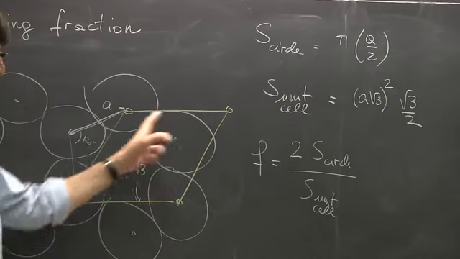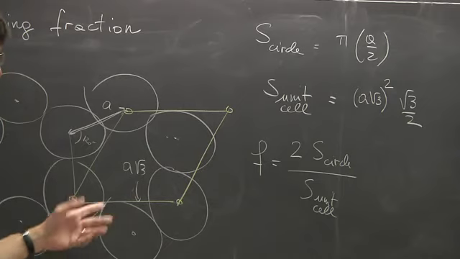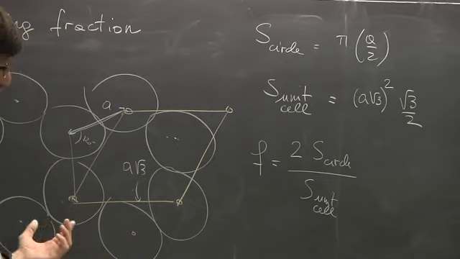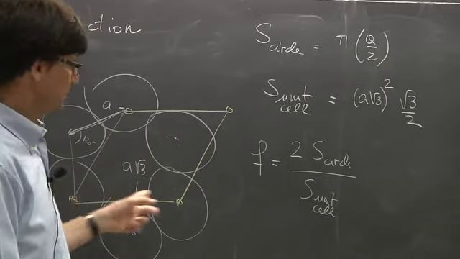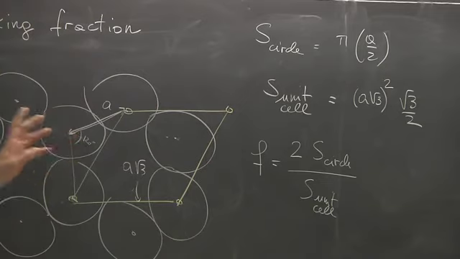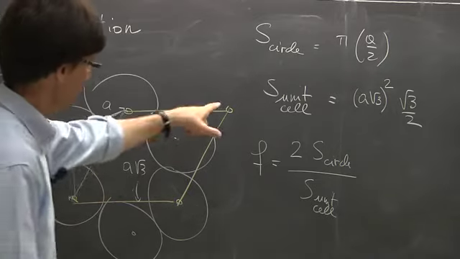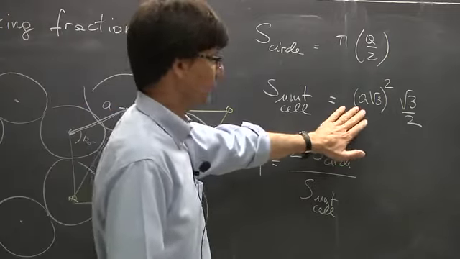If I want to know the area available per Bravais lattice point, that's the area of the unit cell. Yellow. Remember, here this is a crystal structure, so the Bravais lattice is underlying, and it's this triangular lattice here. That's the area of the unit cell.